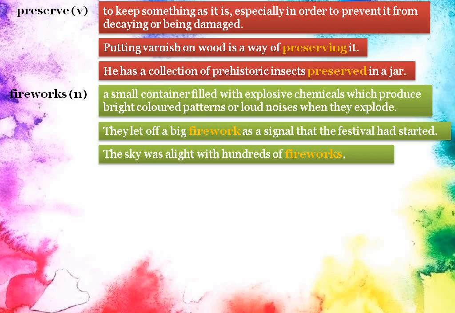Examples: putting varnish on wood is a way of preserving it. He has a collection of prehistoric insects preserved in a jar. Fireworks: a small container filled with explosive chemicals which produce bright colored patterns or loud noises when they explode. Examples: they let off a big firework as a signal that the festival had started. The sky was alight with hundreds of fireworks.